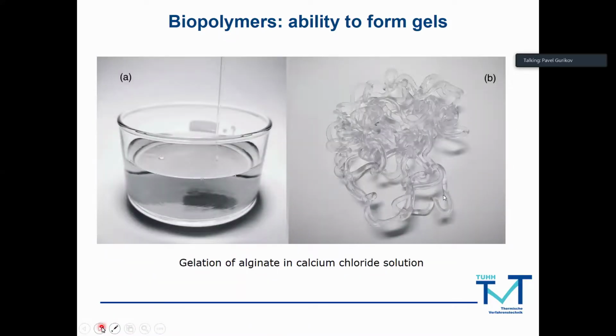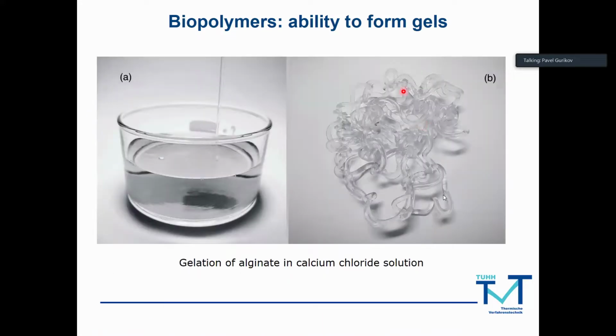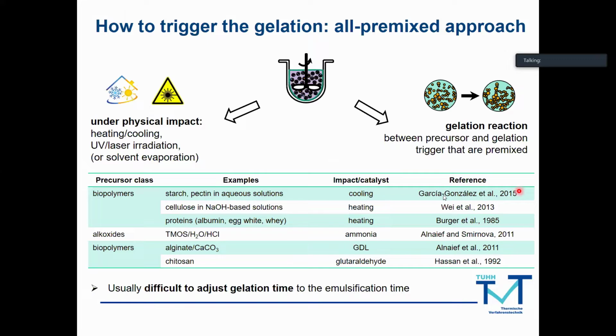That's an example of how you gel alginates. You have a sodium alginate solution stream, and you introduce it into a calcium chloride gelation bath, and then after a few seconds, this is exactly the process which is shown here. Calcium cations cross-link alginate chains, and you get this hydrogel in a few seconds. It's very, very fast.